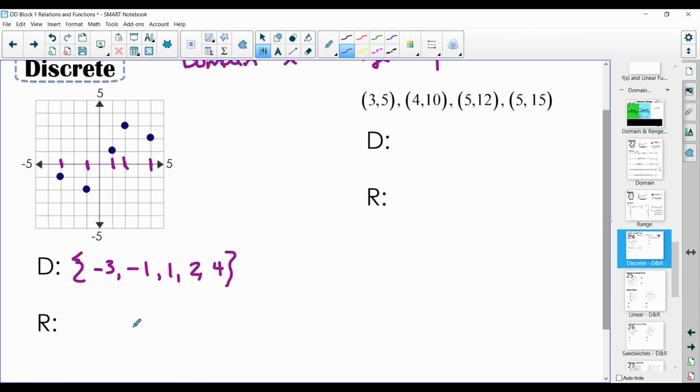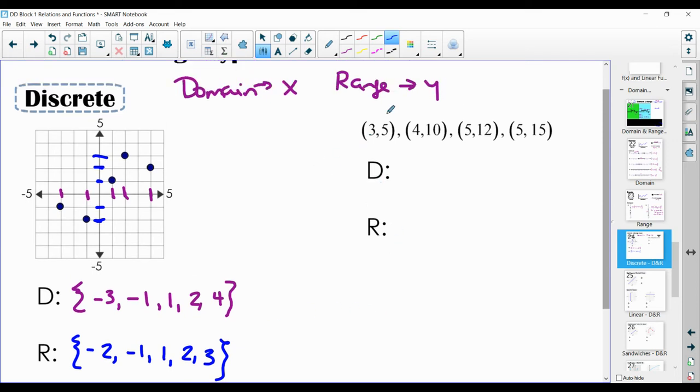All right, and for range, we would be looking at our y values. So we would be looking at those same points, but now we're going to look at where those y values are. So we have a dot right here, a dot right here, here, here, and here. So our lowest range value is -2. So -2 and -1 and 1 and 2 and 3.